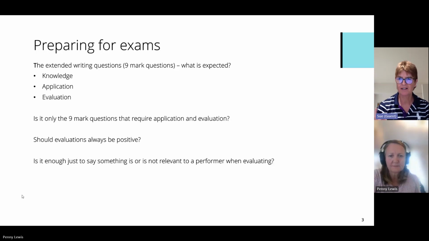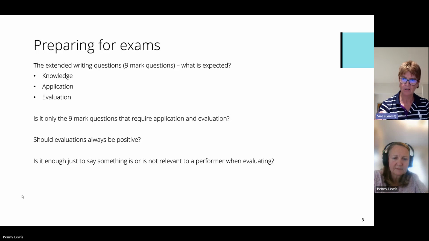No, it's not. And in fact, I alluded to it a little bit then. Any question that asks for an explanation or an analysis or justification. So it tends to be the questions that are 2-3 marks, where a paragraph is required in response. All of those will expect more than just knowledge. If it's explained, they'll need to demonstrate knowledge, application, and some sort of relevance to the performer. So look out for that development of statements all the way through the paper.